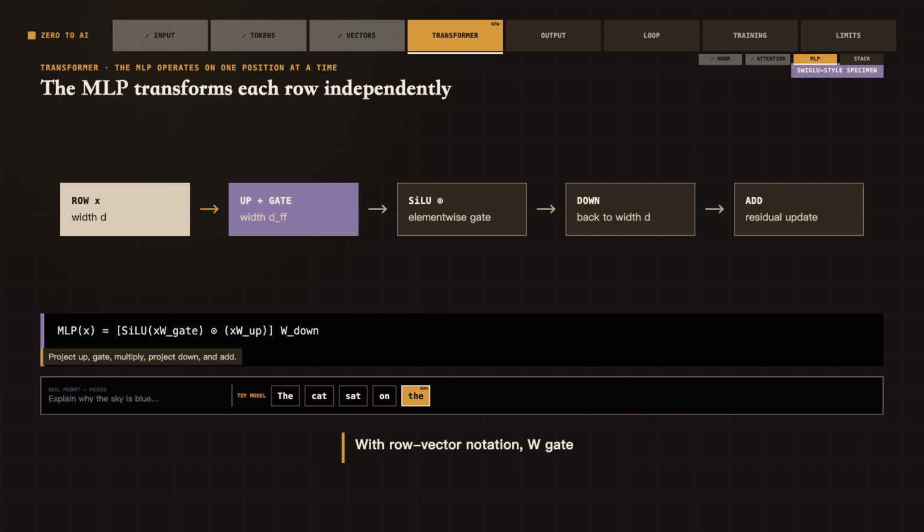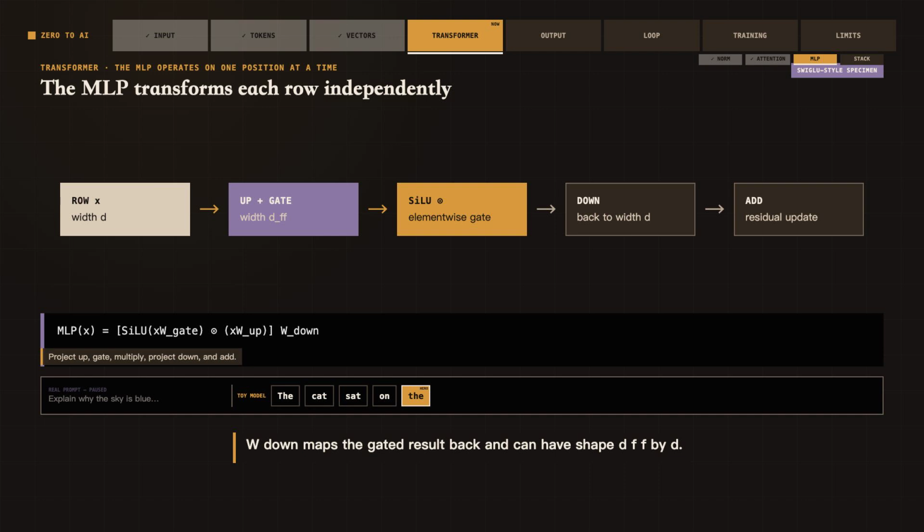With row vector notation, W gate and W up map from D to a wider dimension DFF, so each can have shape D by DFF. W down maps the gated result back and can have shape DFF by D. Implementations may store transposed layouts, but the input-output dimensions are the same. Read it from the inside out.